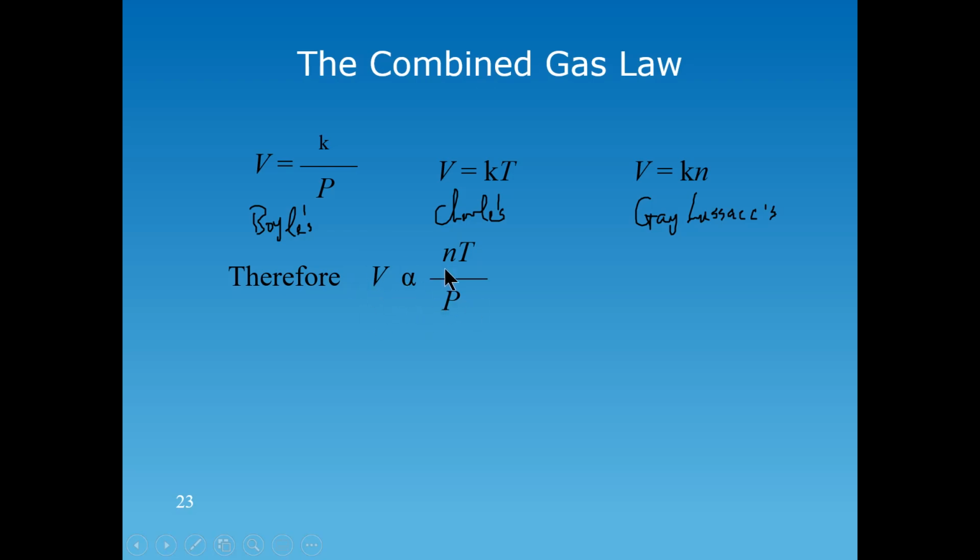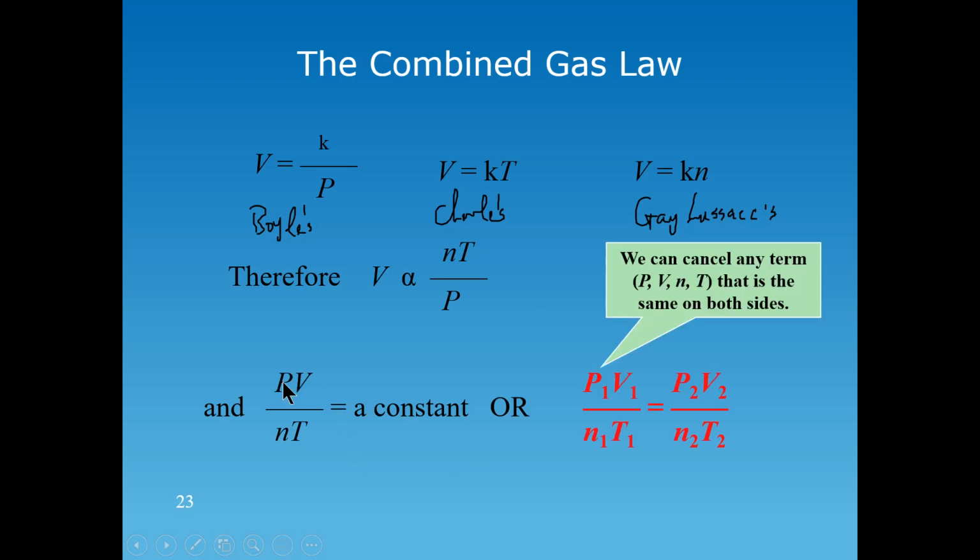V is directly proportional to NT divided by P, or PV over NT is equal to a constant, or we can express it this way, which again is convenient in terms of solving for one item if we know what the others are. All right? So if you look at this equation closely, you'll see that it's very related to all of these.